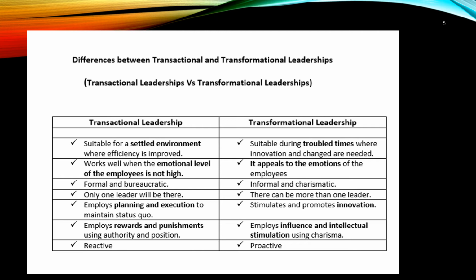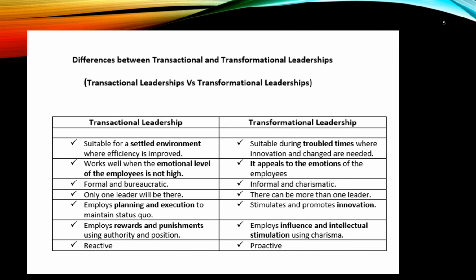Transaction leadership works well when the emotion level of the employee is not high. So the people will work for a boss, for a master, they get something out of it. Yes, so the emotional level is not much high. The people are always doing regular work, mundane work. Transformation leadership appeals to the emotions of employees. So they're looking into the employees in person, one by one. So what are their feelings? What are their emotions? What are their achievements? What are their targets in life?